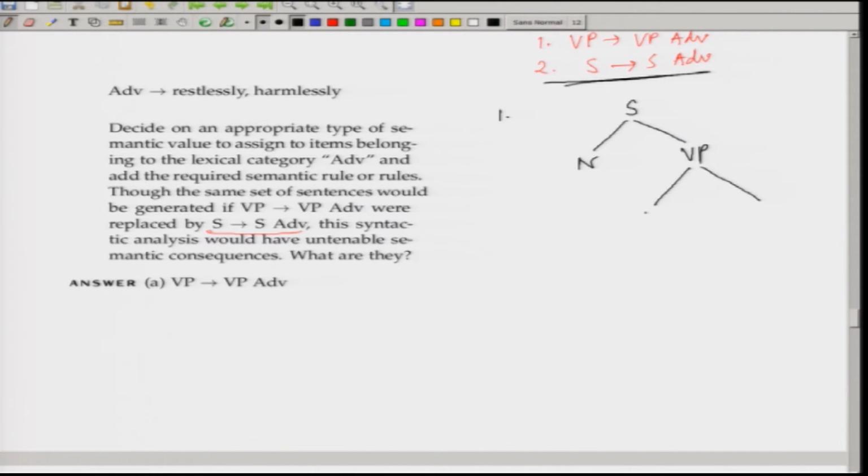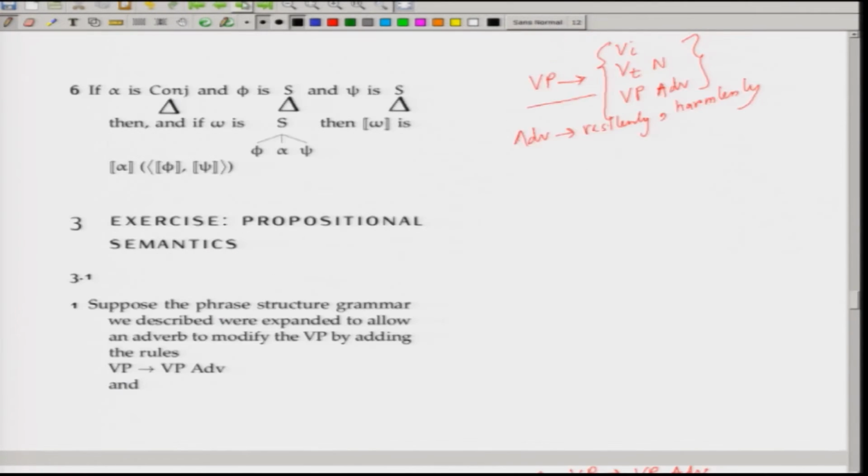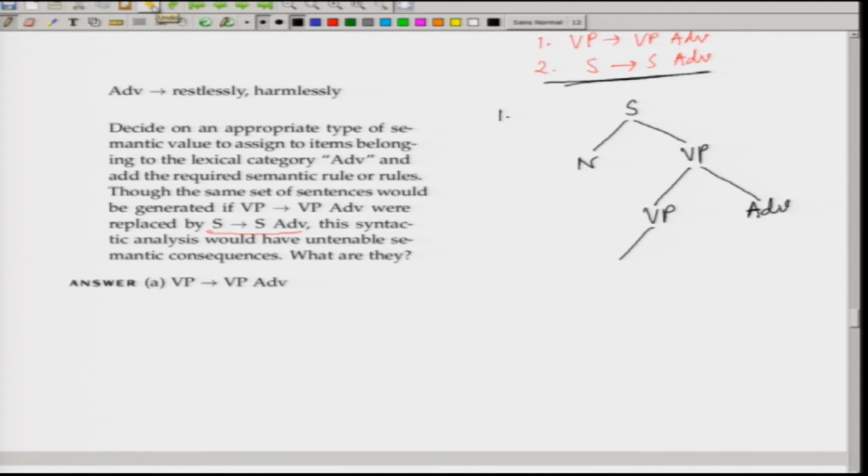So VP goes to VP, then ADV, and then this VP takes the second root, that is VP goes to VI, and VI goes to snows. Say the adverb goes to restlessly, and N goes to Sadie.